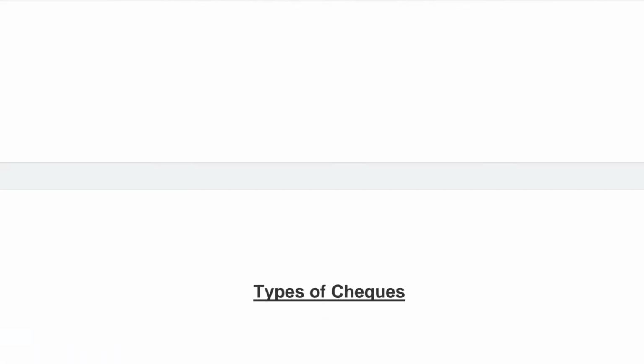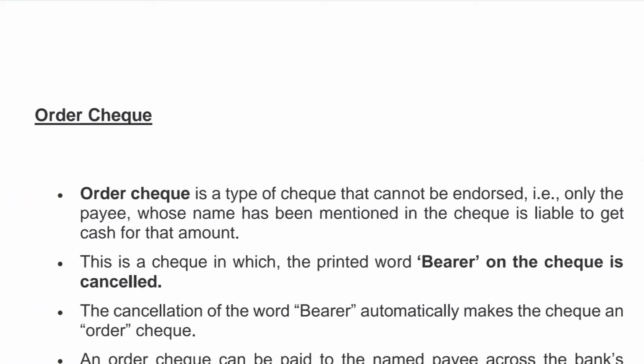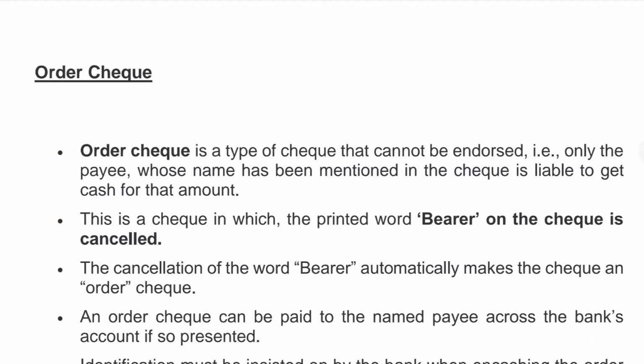Now we will discuss the types of check. So first is the order check. An order check is a type of check that cannot be endorsed to bearer, which means that it cannot be freely transferred. It can be paid only to the payee whose name is mentioned in the check. So the person whose name is mentioned in the check can only get the payment.